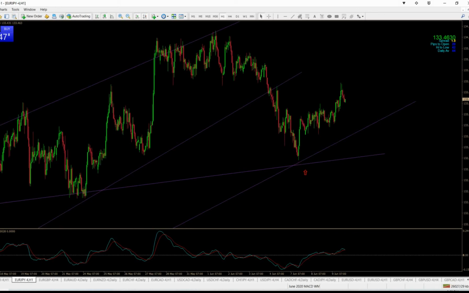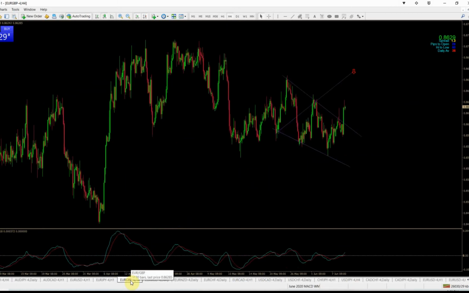But there's no trade right at the moment. So what else? Euro pound. Okay, so Euro pound, again, not really a good textbook Wolfe wave, but essentially you've got a 1, 2, 3, excuse me, 1, 2, 3, 4, 5.